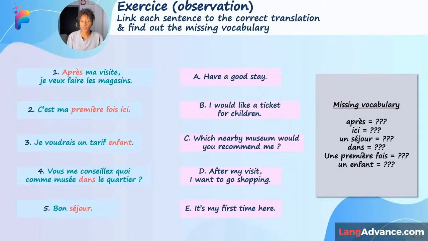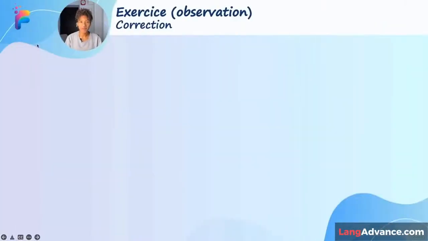Now let's have a look at the missing vocabulary. You need to find the meaning for après, ici, un séjour, dans, une première fois, un enfant. You can either pause the video or just join me on the next page where the answer would just be shown one by one. Correction.